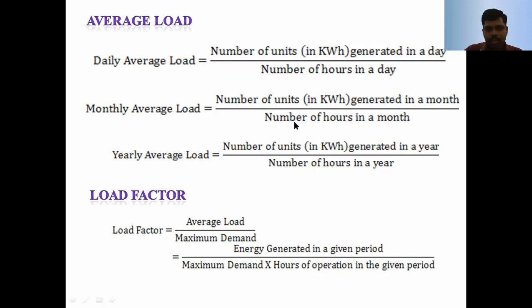And monthly average load is 24 hours in a day, the number of days in a month is 30 days. And yearly annual load is 24 hours in a year, 365 days.